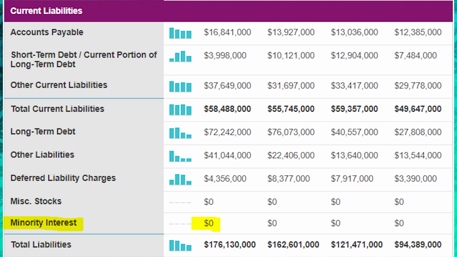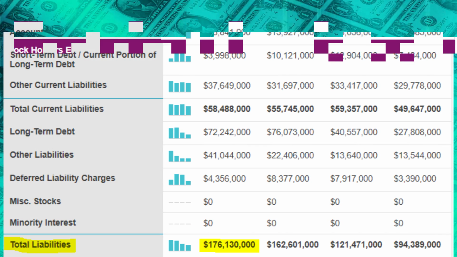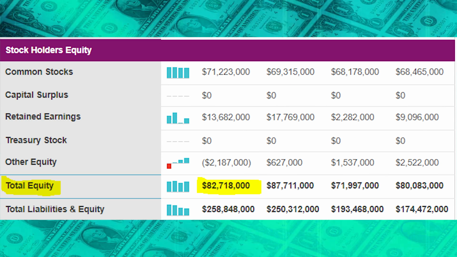Otherwise, they would just be the parent company. But yeah, that's kind of just how I see that. But I usually don't see much there. And then finally, we have total liabilities at over $176 billion. Okay, so that's pretty much what I look at. The final category of stockholder equity just gives you the total equity, which is almost $83 billion. And that's just the difference between the assets and the liabilities.